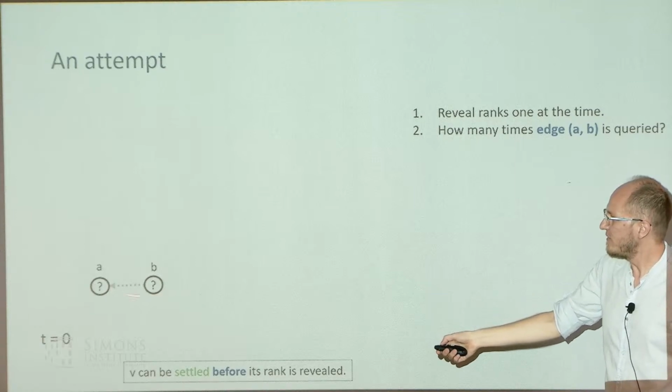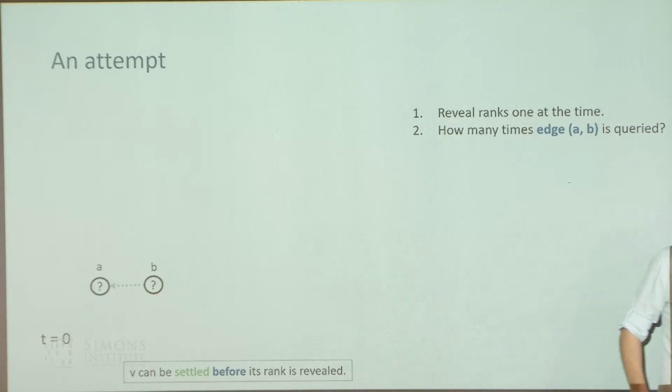So let's focus on some edge A and B. We don't know about the rank of A and B at time 0. Here I'm denoting the time. We don't even know that B will query A ever, but we are interested in how many times AB will be queried. So whatever is coming to query has to come through B to A.